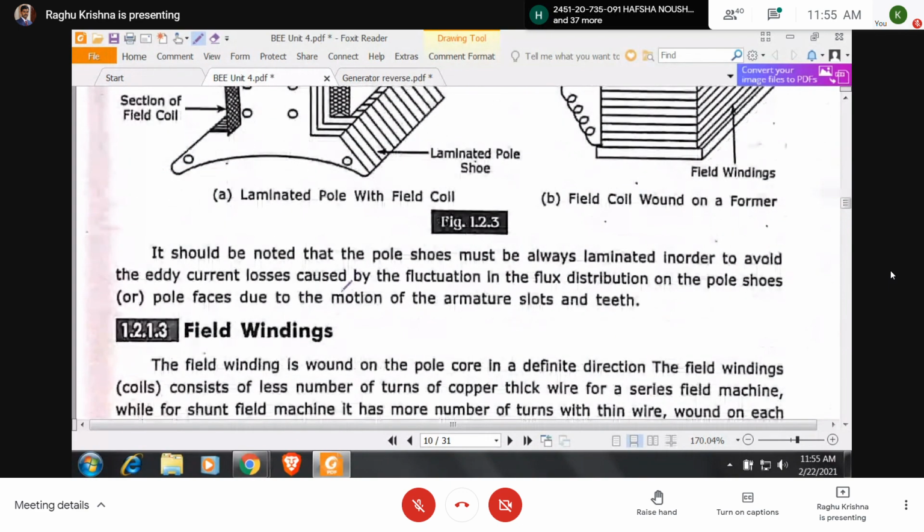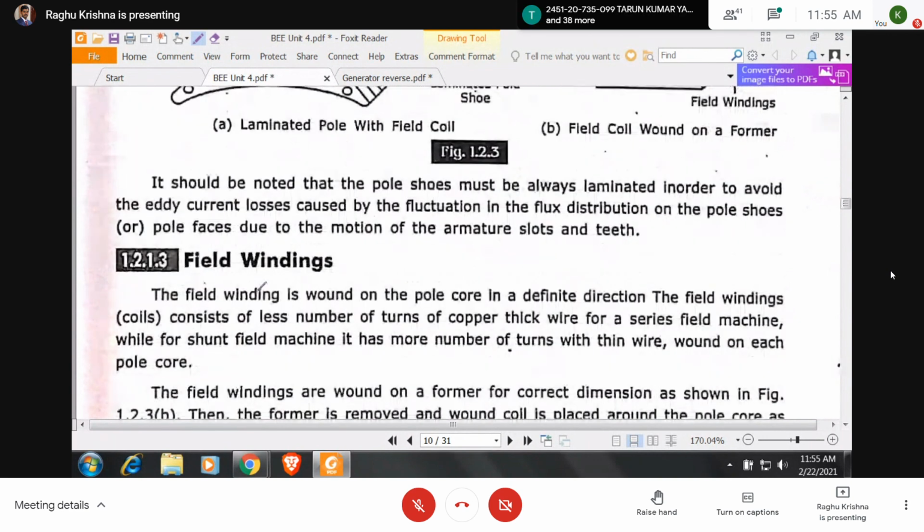Next, it should be noted that pole shoes must always be laminated in order to avoid the eddy current losses caused by the fluctuation in flux distribution on the pole shoes. So this is about the pole shoes.